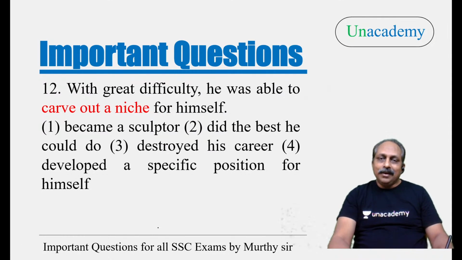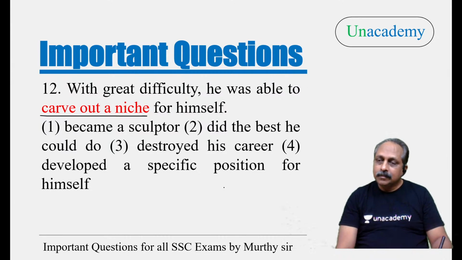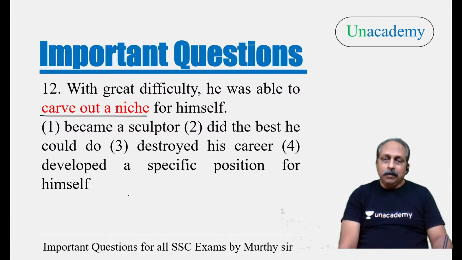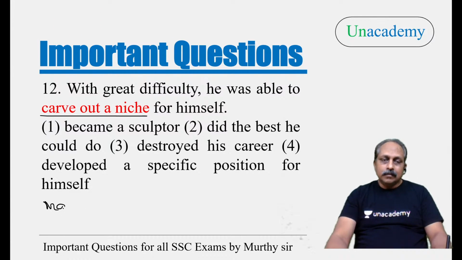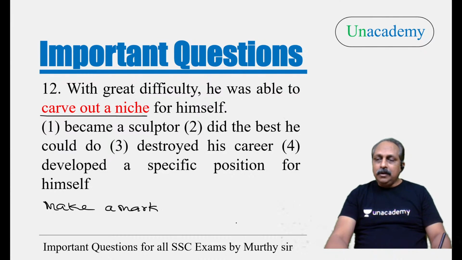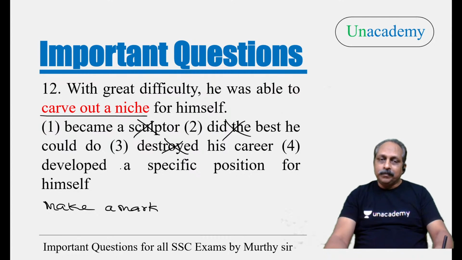A typical example. With great difficulty, he was able to carve out a niche for himself. There is a similar idiomatic expression, make a mark in a particular field. Here, with great difficulty, he was able to carve out a niche for himself means became a sculptor? No. Did the best he could do? Destroyed? No, this is a positive one. Developed a specific position for himself. Answer is a fourth option.